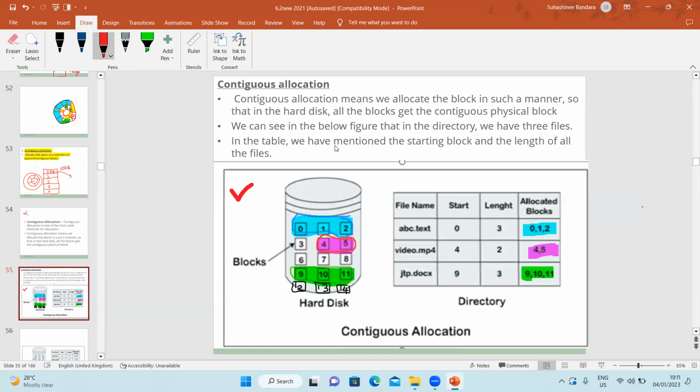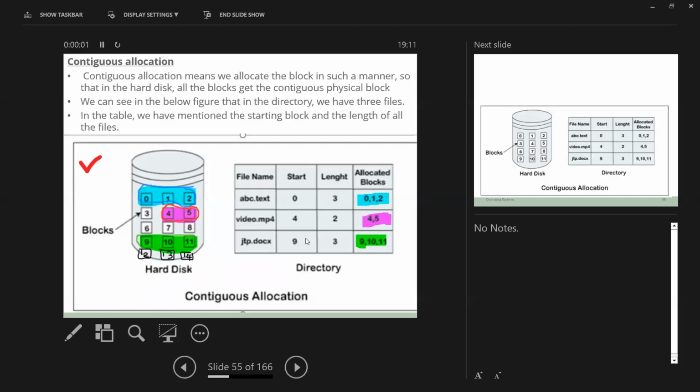Contiguous allocation means we allocate the blocks in such a manner that all the blocks get contiguous physical blocks on the hard disk. No need to write that note. Okay, I just took it for explaining. We can see it in the figure below. There are 3 files. Only this diagram you are going to draw now.